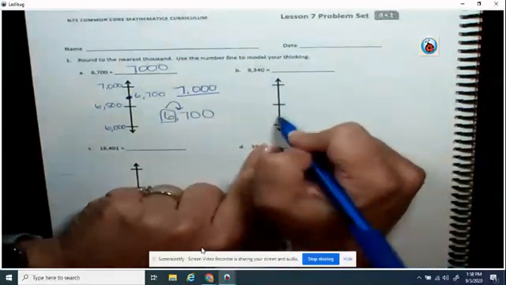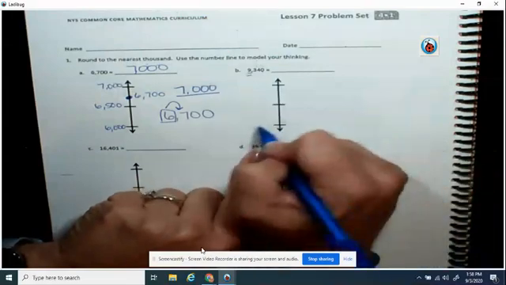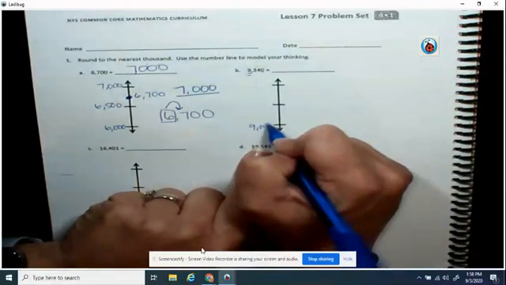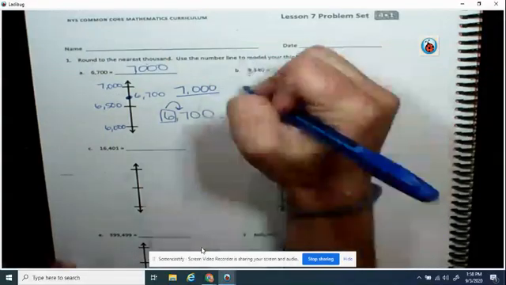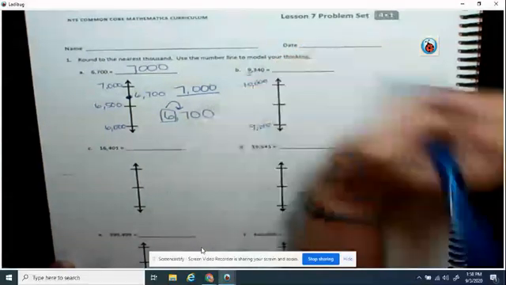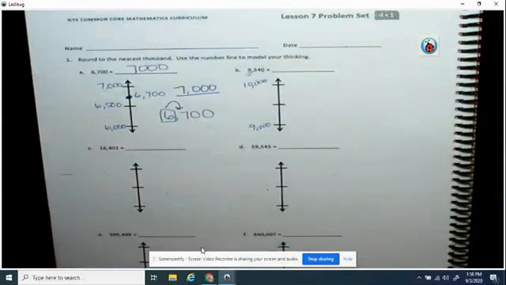9,340. So we're rounding to the nearest thousand. So I've got 9,000 on the bottom. What's the next thousand? 9,000? 10,000. So we have to be a little careful there because then it goes up to 10,000. That's why we have to think of it like a family.